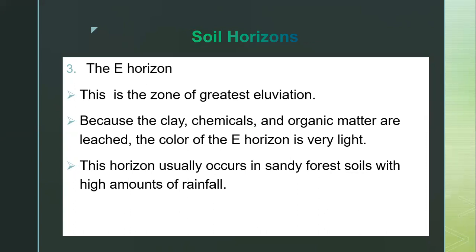Moving on, let's see the third horizon, that is the E horizon. This is the zone of the greatest eluviation because the clay, chemicals, and organic matter are rich. The color of this E horizon is very light. This horizon usually occurs in sandy forest soils with high amounts of rainfall.